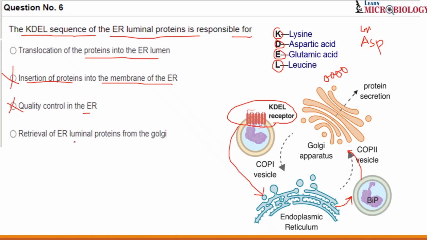Retrieval of ER luminal protein from the Golgi. Yes, this definitely has to be it, because retrieval means we're taking it back from the Golgi. So this particular sequence will bring back the ER luminal protein which went to the Golgi by mistake, and it will bring it back to the ER lumen. So this is going to be the correct answer. I hope this is understood.